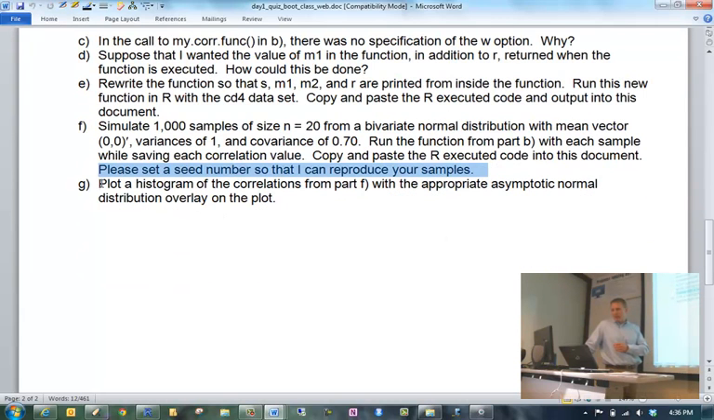And lastly, you're going to get 1,000 samples, and you're going to get 1,000 correlations from those samples. Plot a histogram, and overlay the asymptotic normal distribution on it. The asymptotic normal distribution for the Pearson correlation coefficient. I'm not going to tell you what that asymptotic distribution is. You could derive it, or you can maybe find it someplace else. Just let me know how you found it, okay? I don't care how you get it. Just let me know how you found it.